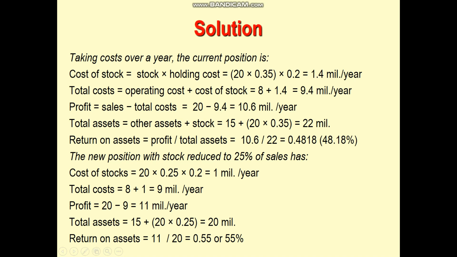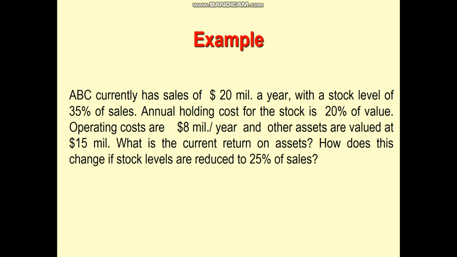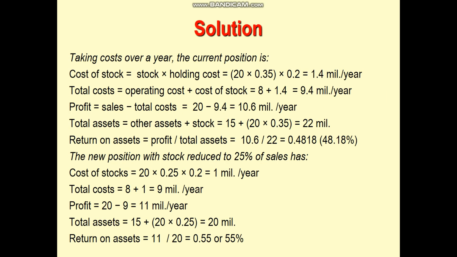Total asset is equal to other asset plus the stock. So we can calculate the new return on asset is 55%. That is higher than the first case, the current position. Okay. So if we can do logistics better, we can reduce the cost, and we can increase the return on asset or increase the profit.